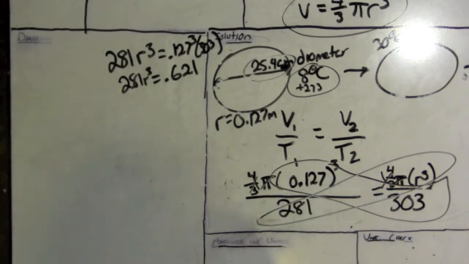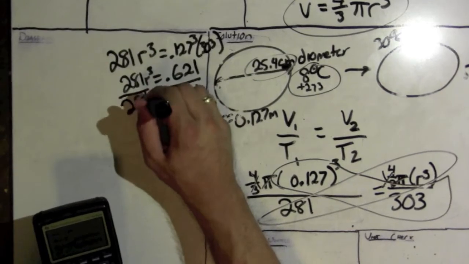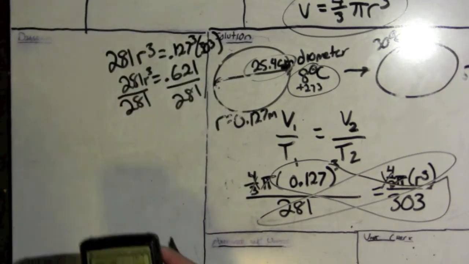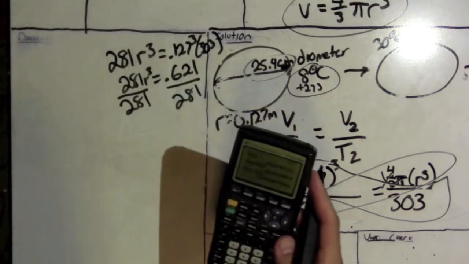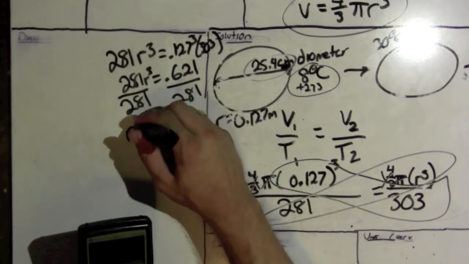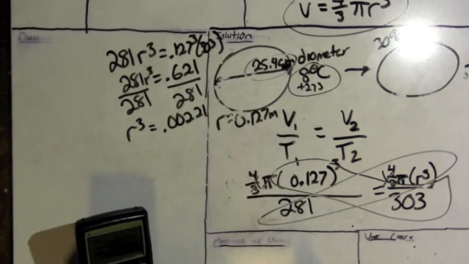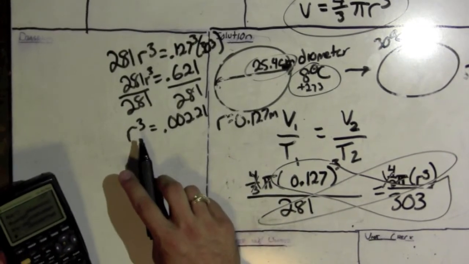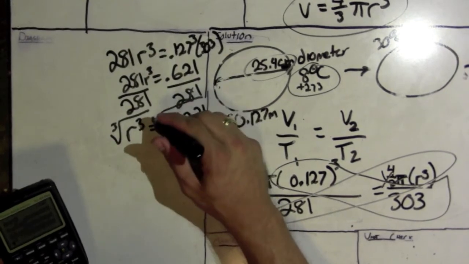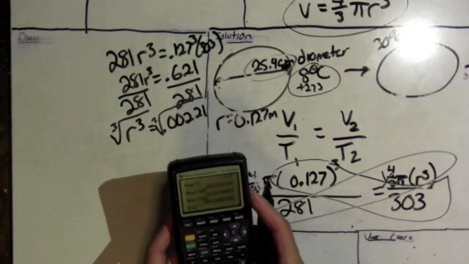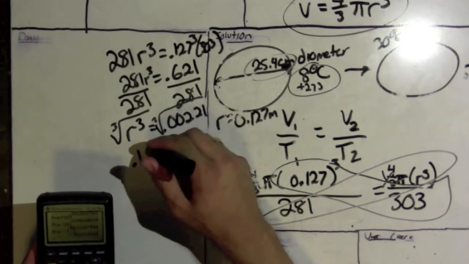So what you need to do is you need to go ahead and say, okay, divide both sides by 281. And when you divide both sides by 281, you get 0.0021. So you get r cubed equals 0.00221. Remember, this is r cubed though. This is not actually what you're trying to find. So you have to take the cube root of both of those sides. And when you take the cube root, you end up with 0.13.